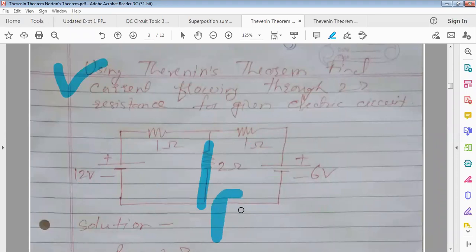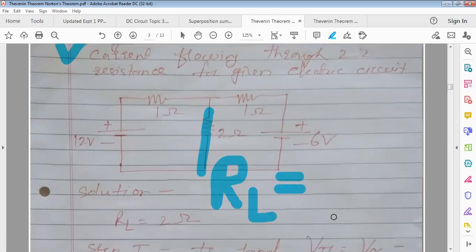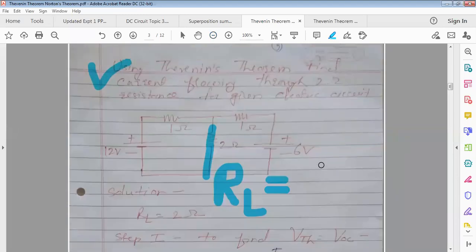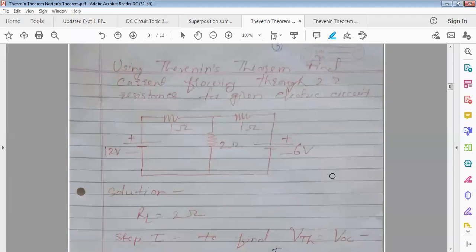Means here, load resistance, capital R suffix capital L, is what? Load resistance is which one? 2 ohm. Right. Load resistance is 2 ohm. In superposition theorem, Thevenin's theorem, Norton's theorem sums, whenever you are asked to calculate the current through, suppose, the 2 ohm resistance, then that 2 ohm you have to consider as the load resistance. Okay. So here 2 ohm is the load resistance.